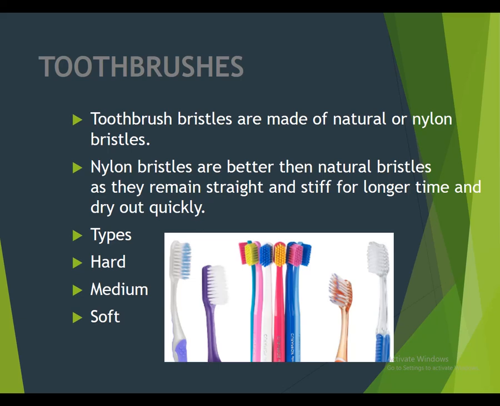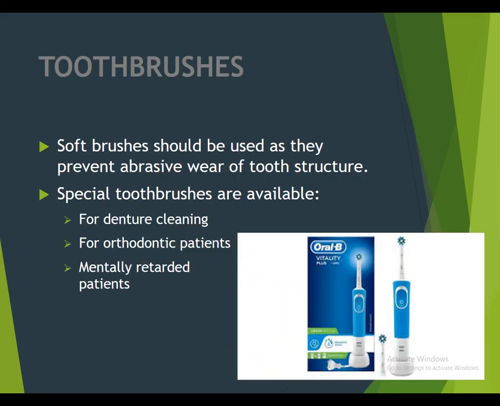Toothbrushes can also be categorized according to the hardness of their bristles. According to the hardness of bristles, toothbrushes are categorized into hard, medium, and soft. Soft brushes should be used as they prevent abrasive wear of tooth structure.